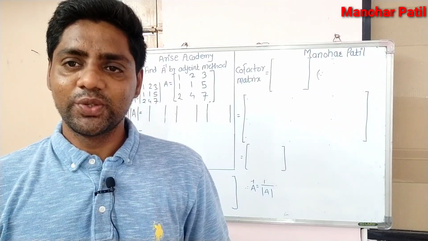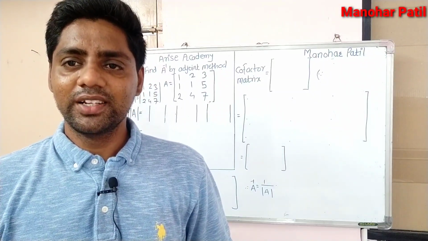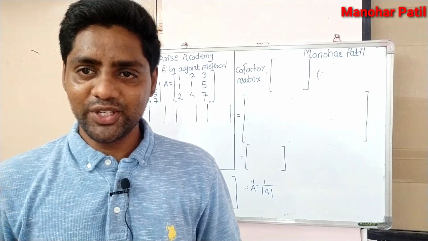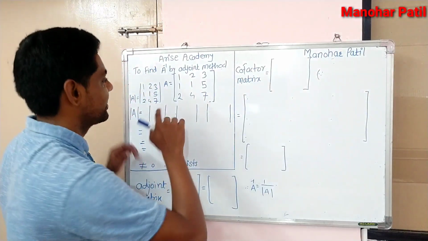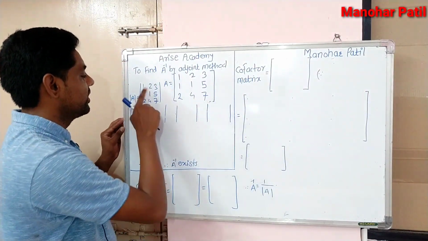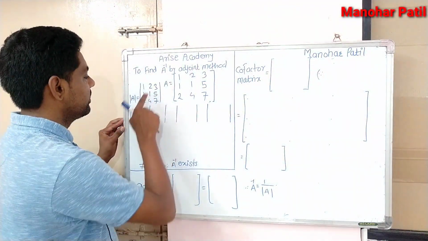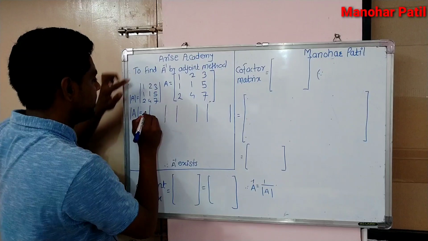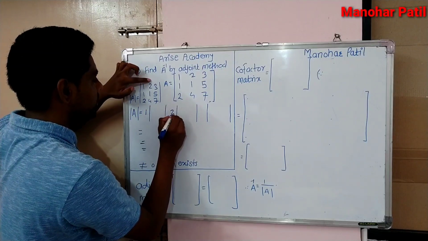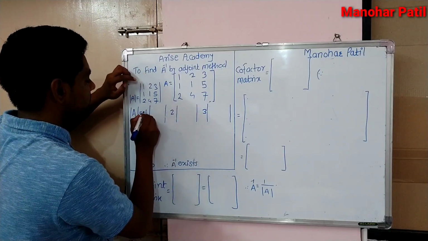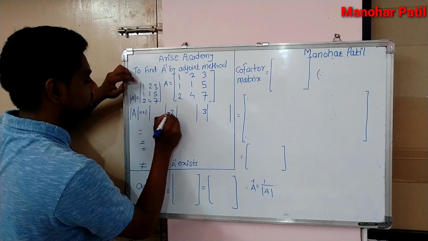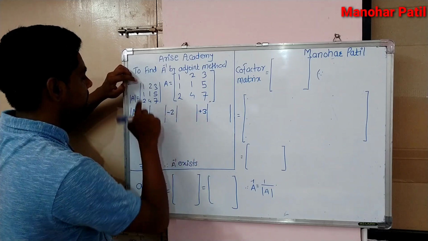Dear student, today we learn how to find the value of A inverse by using the adjoint matrix. So let's start. First of all, you have to find the value of the determinant. How to find the value of the determinant? Take the first row elements 1, 2, 3 with sign convention plus, minus, plus.